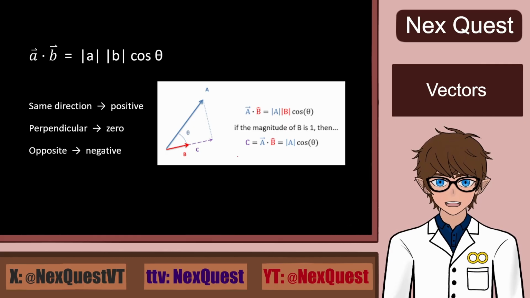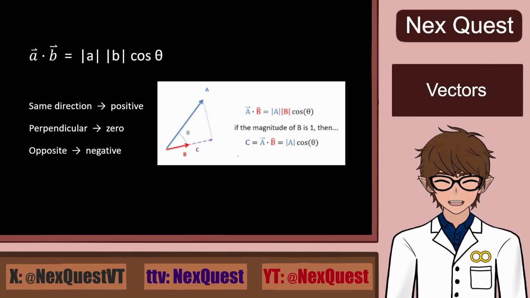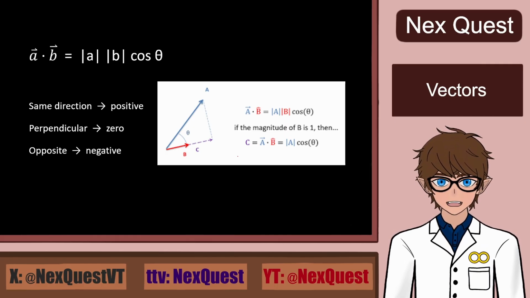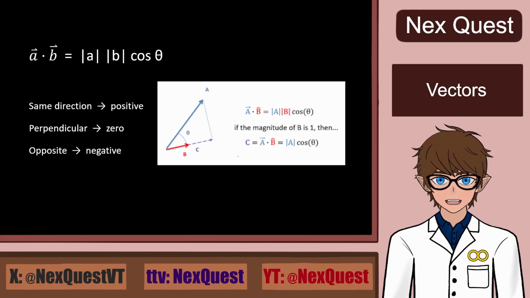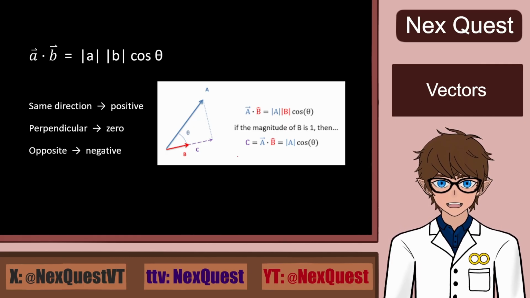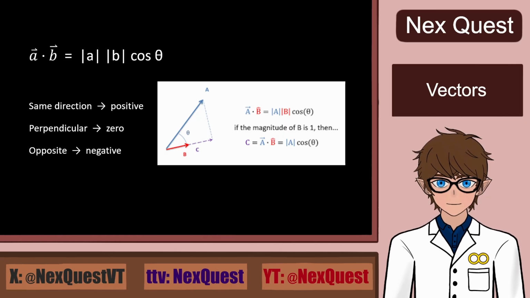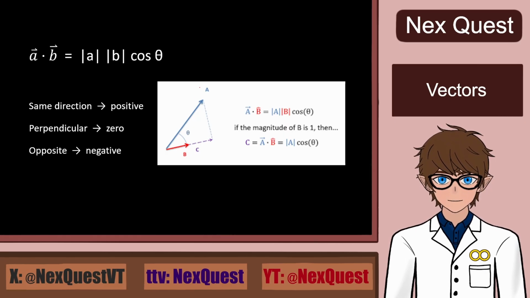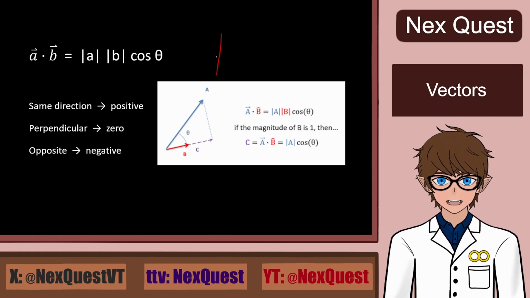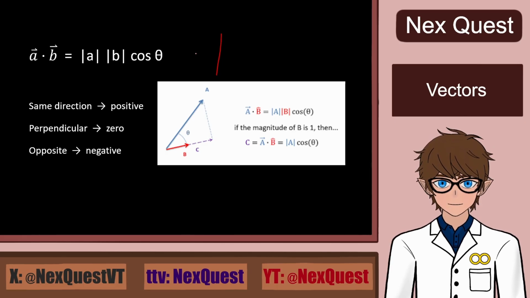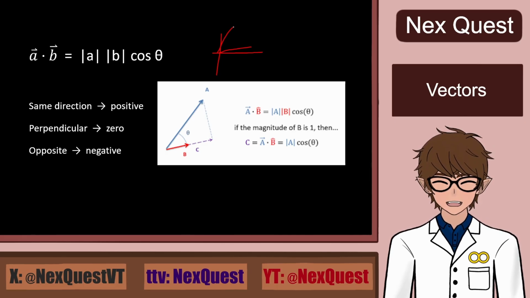So what does that scalar result tell us? Well, magnitudes are positive, as they are a result of absolute value. So the cosine of the angle determines the sign of the result. If the result is positive, then the vectors are facing to the same side, like the image here, or the angle between them is less than 90 degrees.